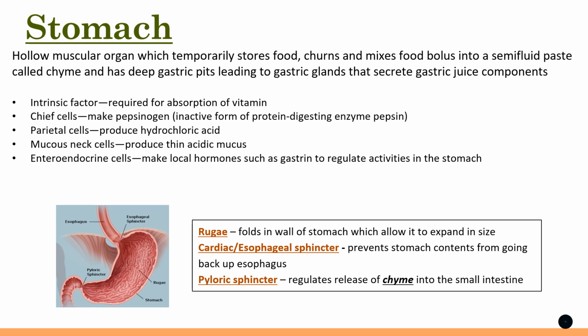And your book talks a whole lot more about how it regulates these activities, and I highly suggest that you read that. So let's talk a little bit about the different structures and landmarks we will find in the stomach. So the stomach is all covered in rugae. This is going to be just folds in the wall of the stomach. This allows it to expand in size so that it can fill up with food. The cardiac or esophageal sphincter is going to prevent stomach contents from going back up the esophagus. When we're having a tough time getting this to work, this is whenever we have things like heartburn. And the pyloric sphincter is going to regulate the release of chyme into the small intestine.